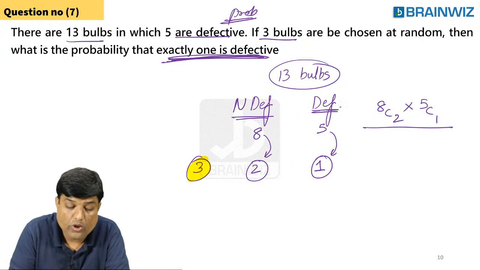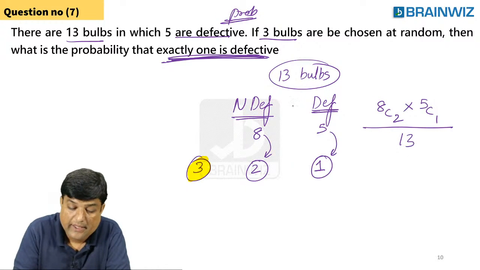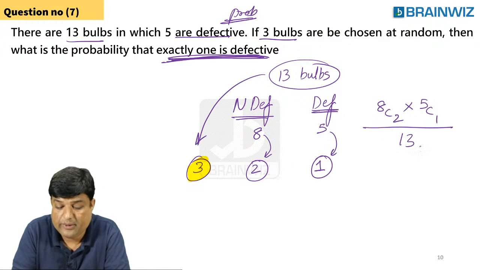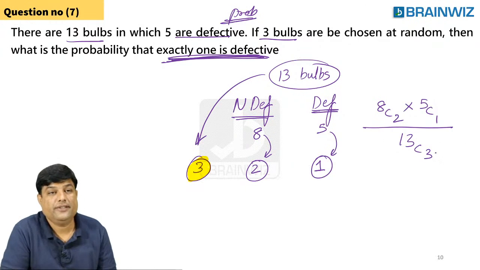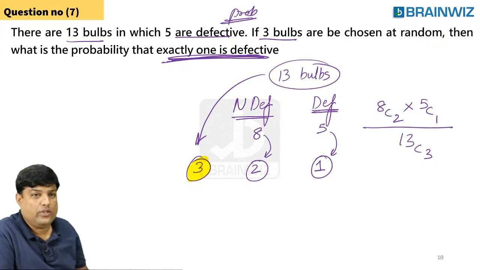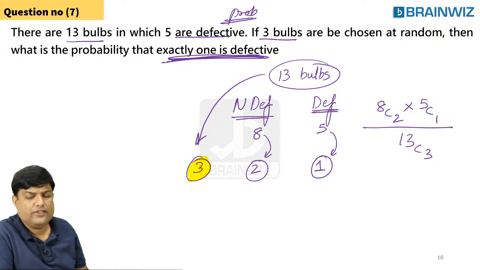Total probability. Total how many bulbs are there? 13 bulbs are there. Out of these 13 bulbs, overall you are choosing 3 bulbs. This is 13C3. I believe you have understood this. So I think you can just solve this question and try to get the answer.